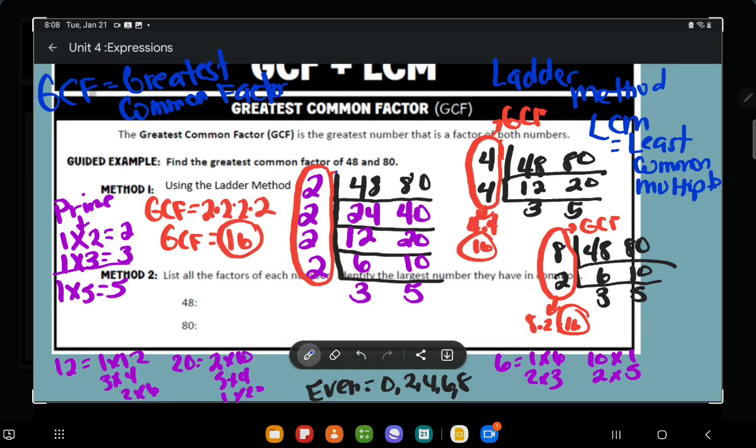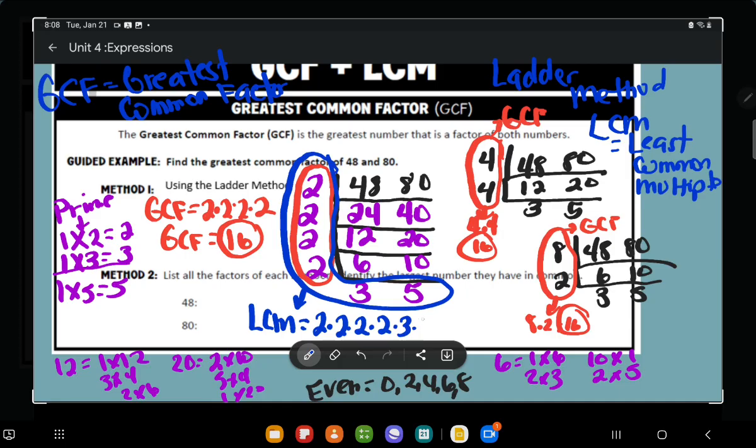Least common multiple is different. To find the least common multiple, you're going to use all the numbers all the way around the ladder, and they make kind of like a little L shape. So for the least common multiple, you will multiply all your numbers around the ladder. So 2 times 2 times 2 times 3 times 5. Ms. Mackey's going to put that in her Desmos calculator because that's a lot of numbers to try to multiply in my head. And you're going to get 240. So the least common multiple would be 240.